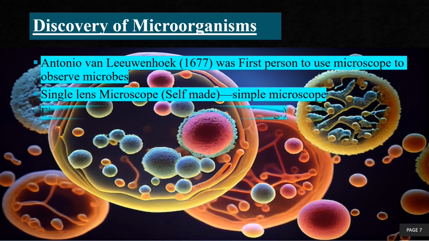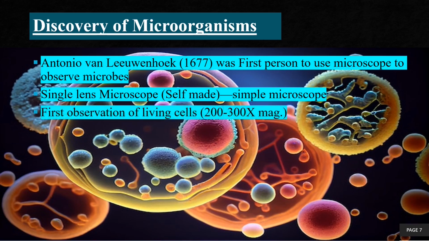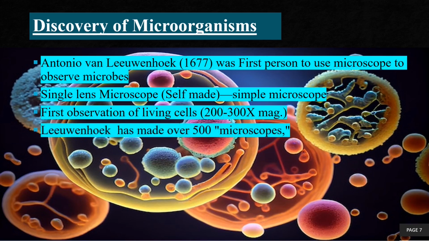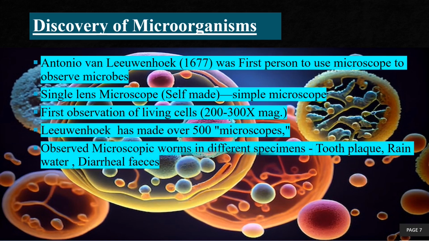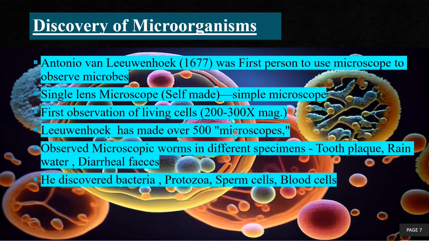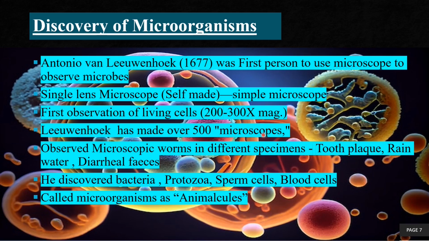Way back in the 17th century, in the year 1665, which we have discussed earlier in the video, cells were discovered. So there was a Dutch scientist whose name is Antonie van Leeuwenhoek. He was very fond of microscopes, and because of his curiosity, he experimented and made over 500 microscopes with different magnifying powers. By using these microscopes, he observed microscopic swarms from different specimens, for example, tooth plaque, rainwater, and diarrheal fecal matter. And by doing this, he became the first person to use a microscope to observe microbes. And he discovered bacteria, protozoa, sperm cells, and blood cells.